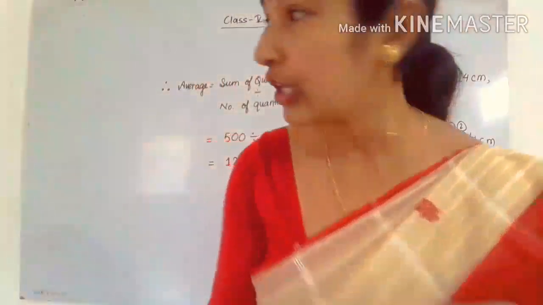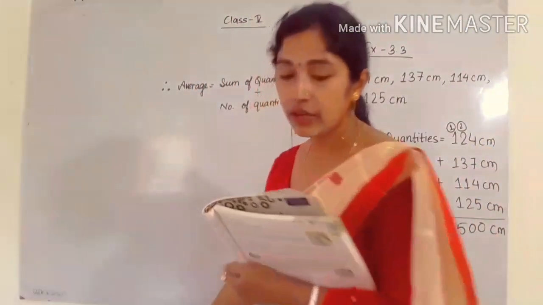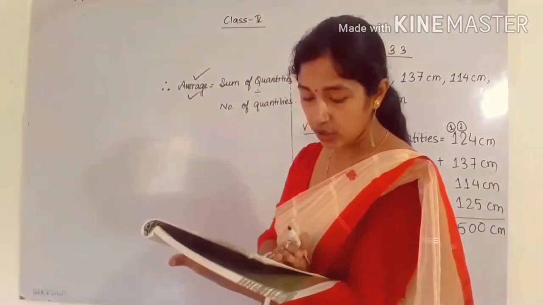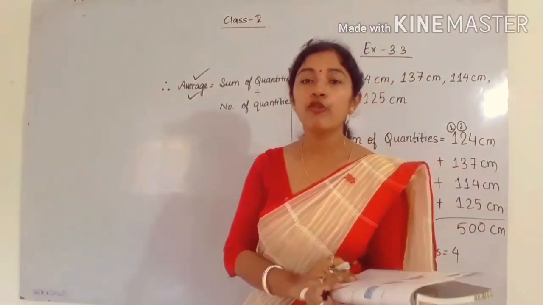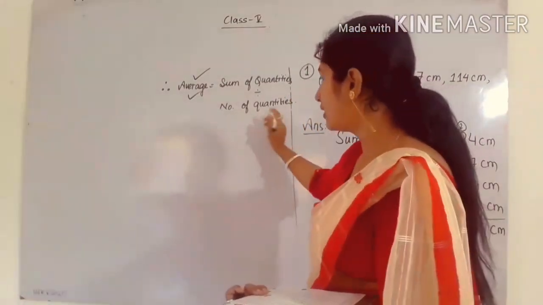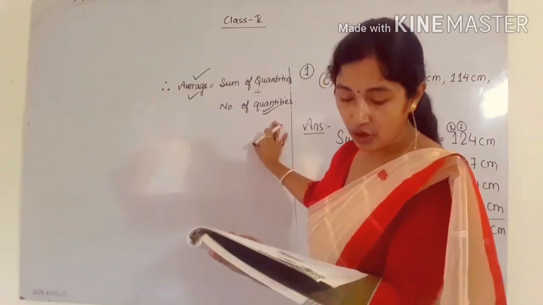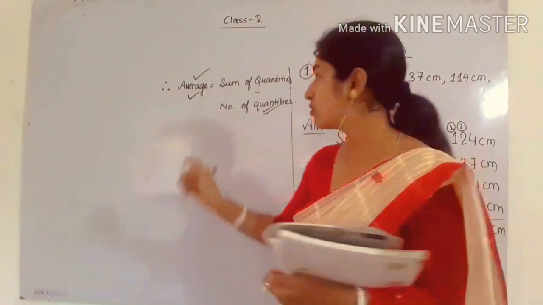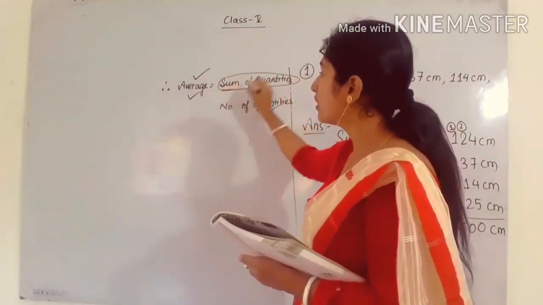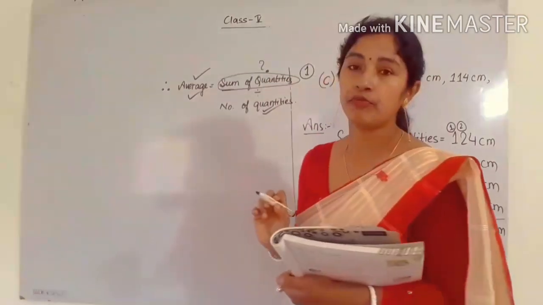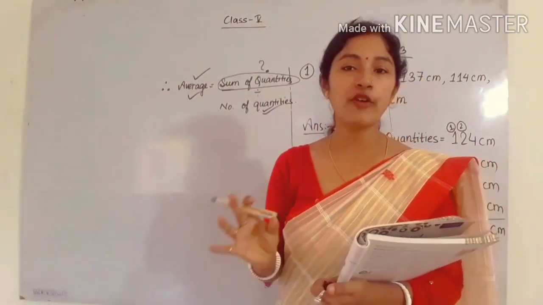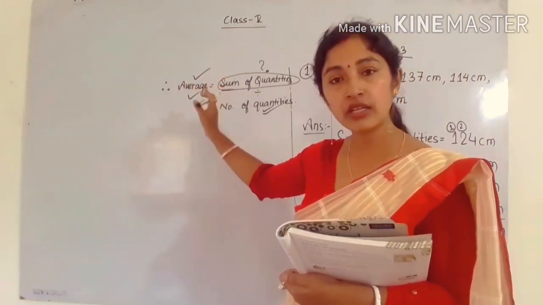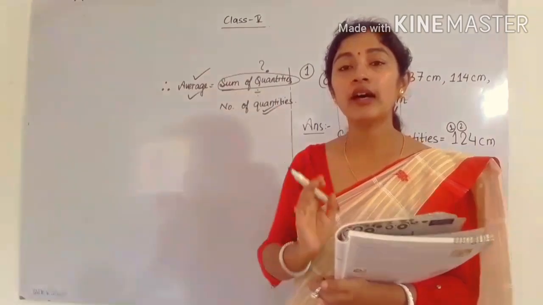So in this question, what is given? Average is given. Next, 4 participants are there, so the number of quantities is 4. It is also given. What you have to find is their total score. Total score means sum. Sum is not given, so you have to find the sum. We don't have any formula for sum, but we have a formula for average. So by using this formula only, we will find the sum of quantities.